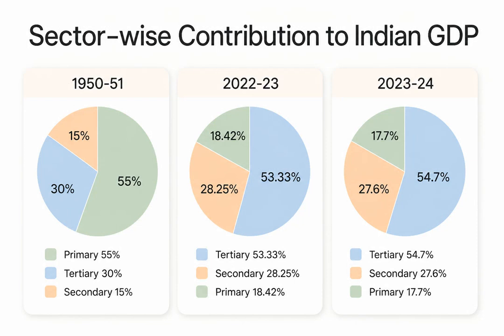It is fascinating to observe how the structure of India's economy has transformed over the decades. In 1950, the primary sector dominated, contributing 55% to the GDP. Fast forward to the 2023 to 2024 data, and the landscape has completely flipped. The tertiary, or service sector, now drives the economy at 54.7%, while the primary sector's contribution has shrunk to 17.7%, reflecting India's shift towards a service-based economy.